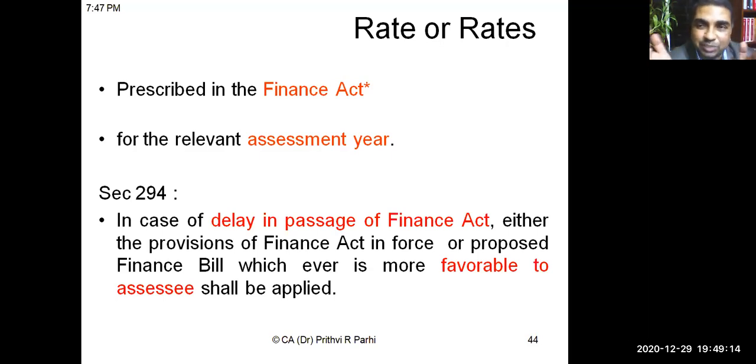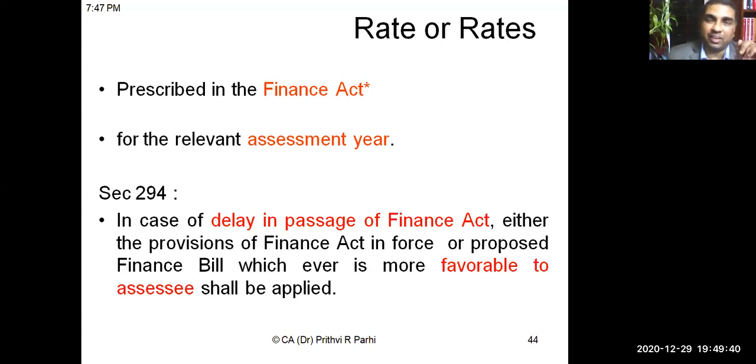For the next assessment year, I have to refer to the Finance Act 2021, which has not yet come, which will be coming in the month of February. So the Finance Act keeps on changing. Every year we get a new Finance Act, and I have to refer to the Finance Act for the relevant assessment year. Did you understand? Yes, sir.